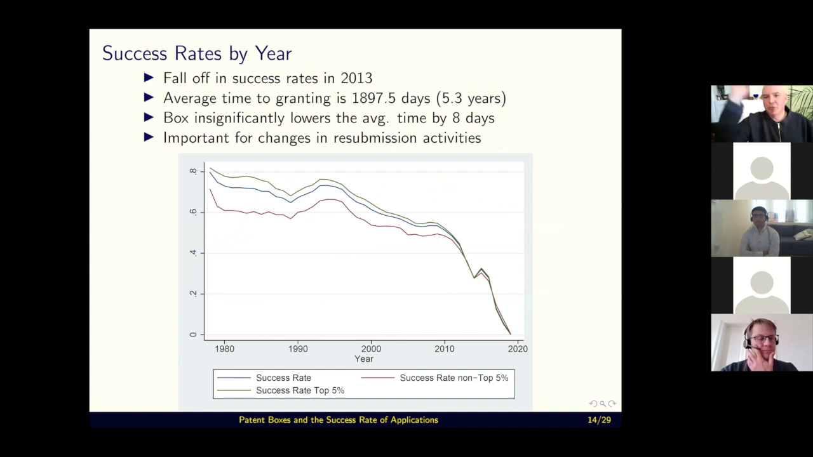In terms of the average days to granting, there is that end of sample truncation. One of the things, if I have time, I will show you at the end is we did look at the impact of patent boxes on the average time to granting. It shortens it by about 8 days out of 1900 days, and it's insignificant. So basically, they're not affecting how long it takes, which makes sense because the EPO is a Europe-wide thing, whereas patent boxes are country-specific.